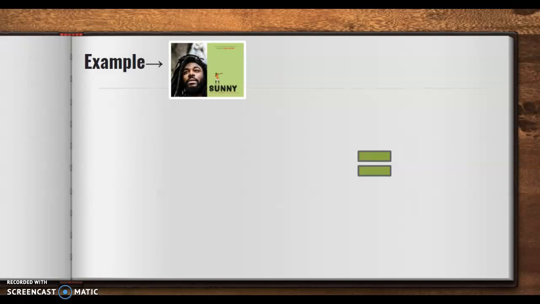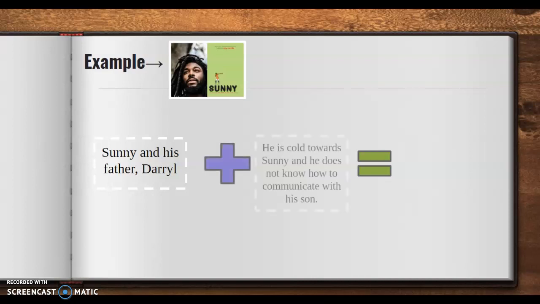So example, using Sunny by Jason Reynolds. Sunny and his father, Daryl, it was the two characters. So Sunny is the main character and Daryl, his father, is a secondary character. And in a way is kind of a driving force and a foe antagonist in this read. So adding that to the interaction they had, and I'm going to read the interaction actually.